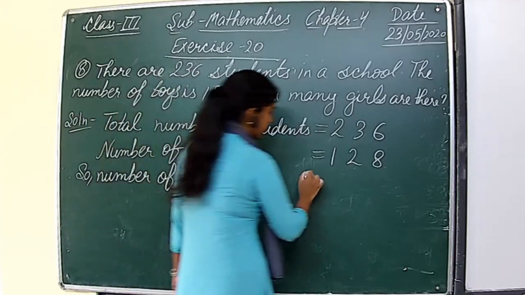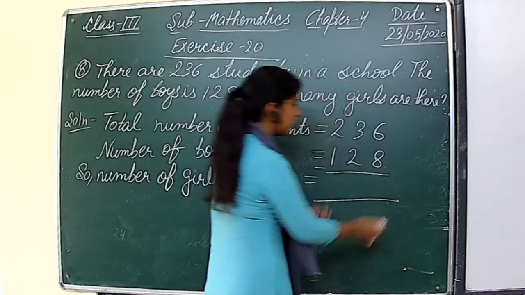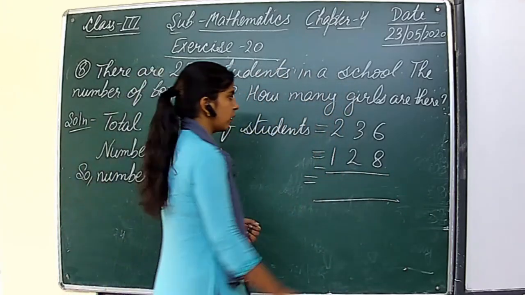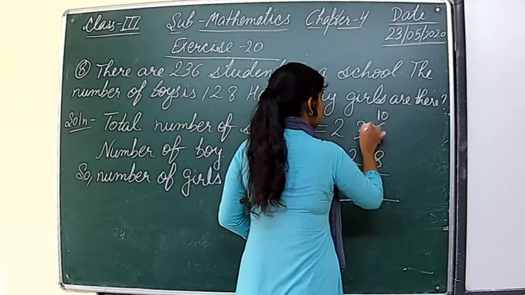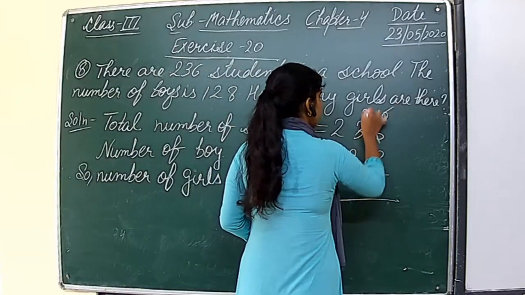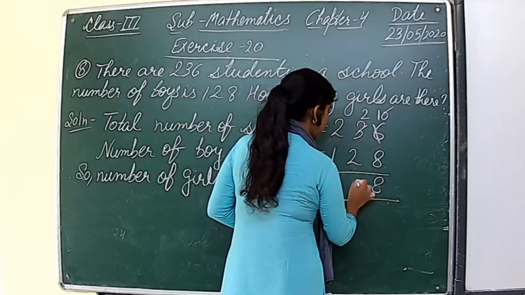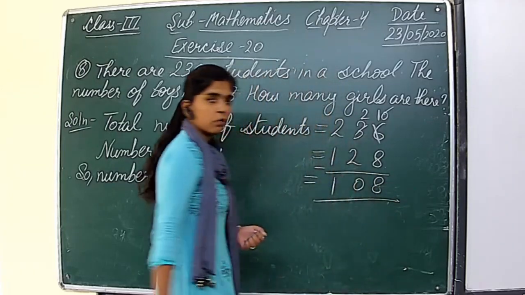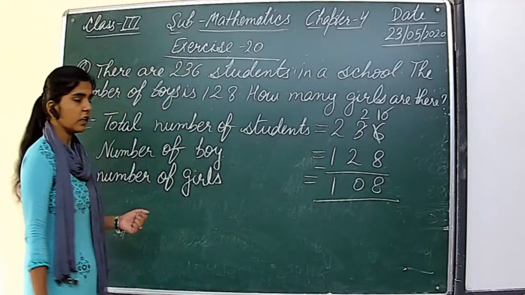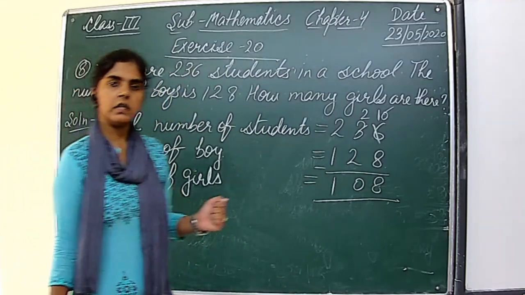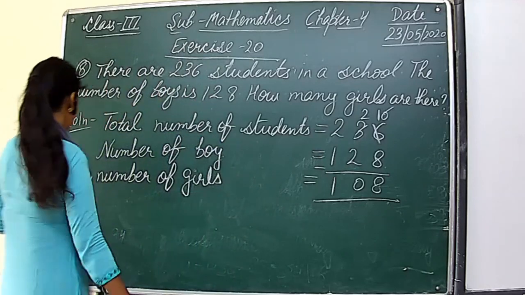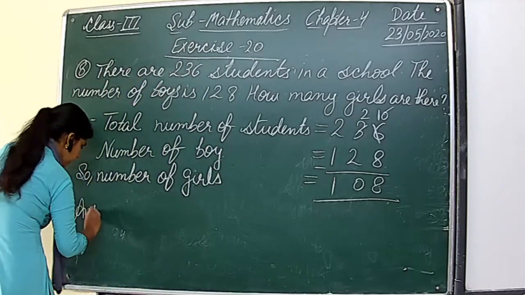So let's subtract the numbers. 6 minus 8, not possible. So take one borrow. It will become 16 and it will become 2. 16 minus 8, 8. 2 minus 2, 0. 2 minus 1, 1. So how many girls are there in the school? 108 girls are there in the school. So let us write the answer.